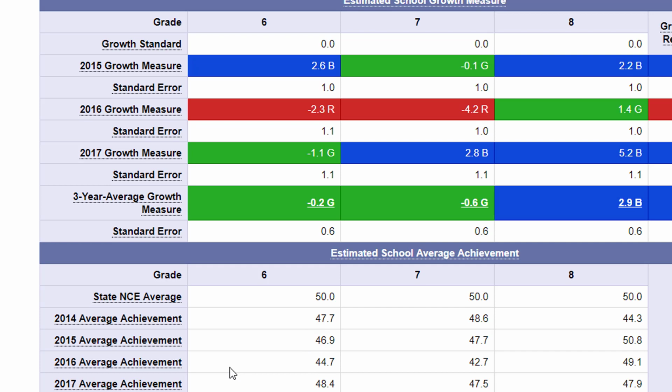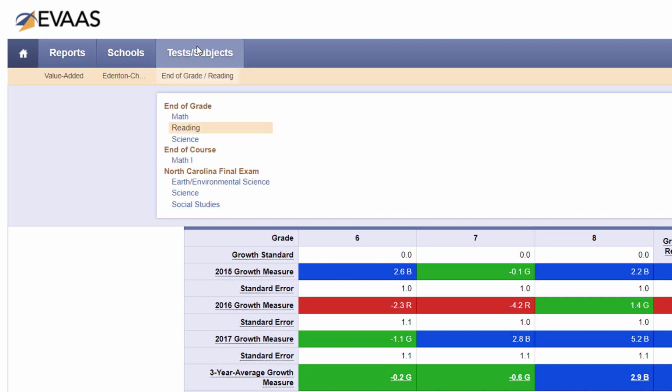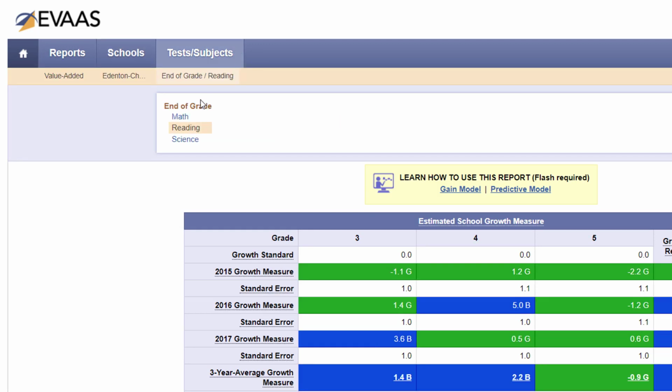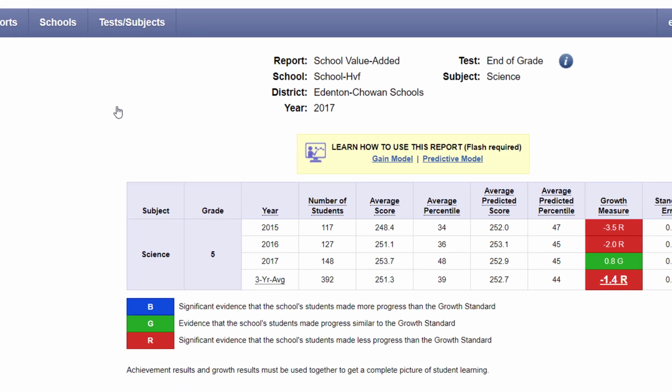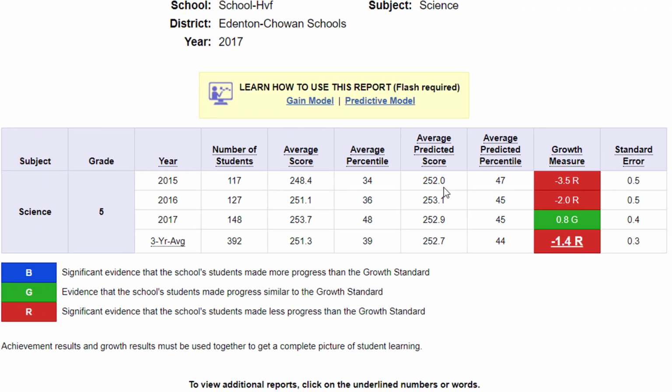So now let's look at what the predictive model would look like. So we'll choose a subject that is not tested consecutively, and we'll just go to elementary and we'll look at 5th grade science. So you see there's no chart down here at the bottom because these scores are not able to be converted to NCE because they're not given in consecutive years. So you see the developmental scale scores listed here.